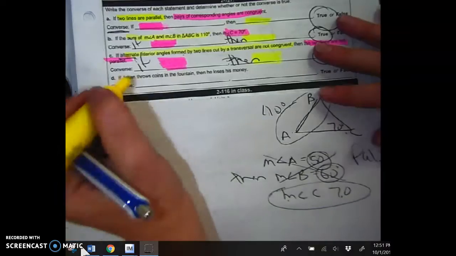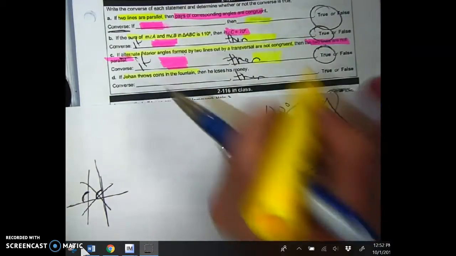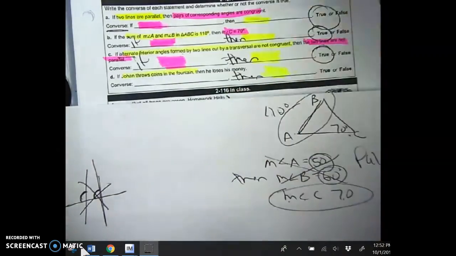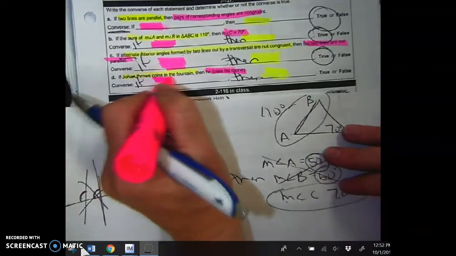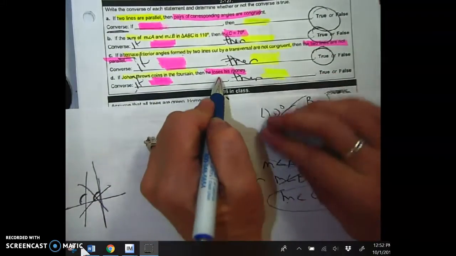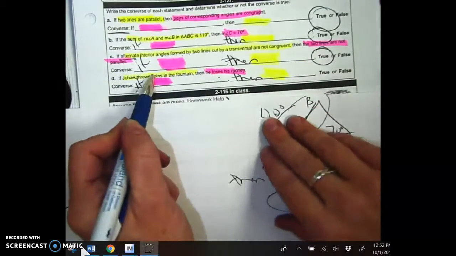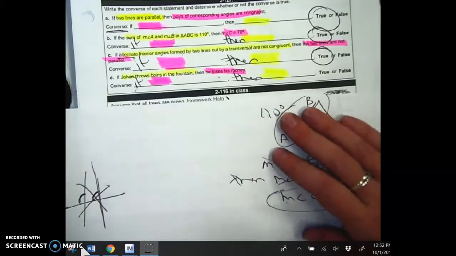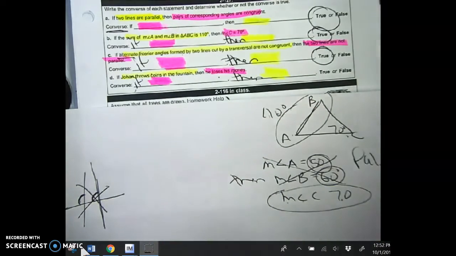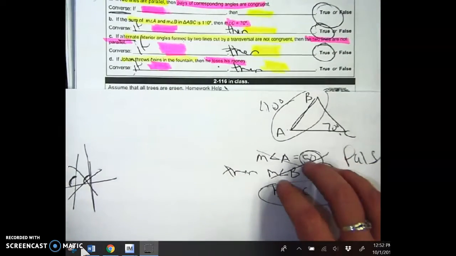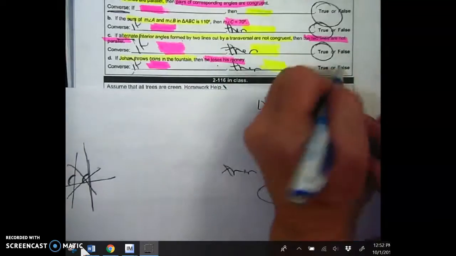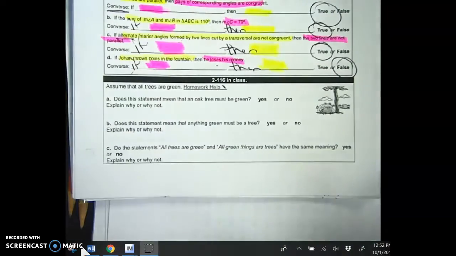All right, let's look at the last one. If Johann throws coins in the fountain, that would be then, he loses money. So if he loses money, it's because he threw coins in the fountain. That's not necessarily true. He could have lost money because he dropped his wallet. He could have lost money because somebody took it. He could have lost money because he was gambling. Who knows? So that would be false. Okay.